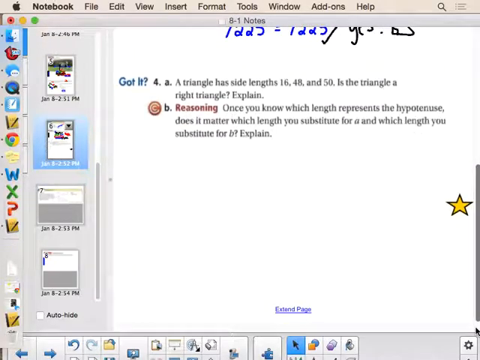Here's your got it. Your got it deals with a triangle that has side lengths of 16, 48, and 50. Is it a right triangle? Explain. Question B says, once you know which length represents the hypotenuse, does it matter which length you substitute in for a and which length you substitute in for b? Explain. I kind of already alluded to that, but let's see what you think.